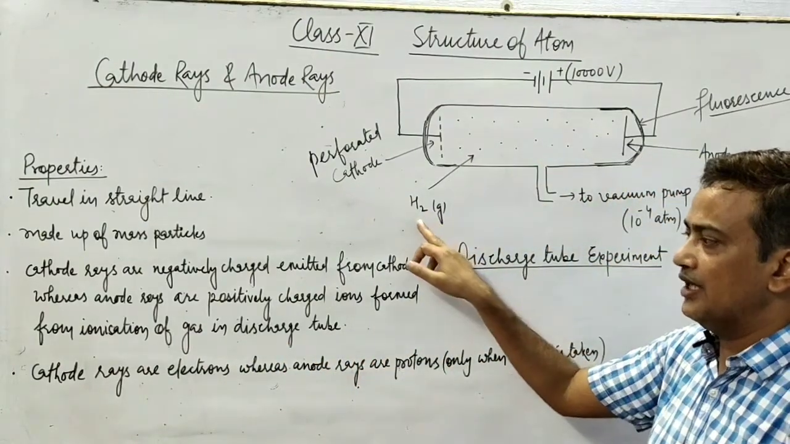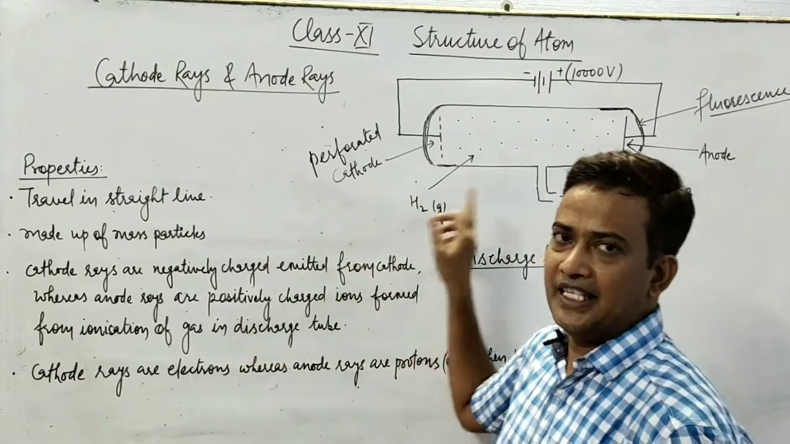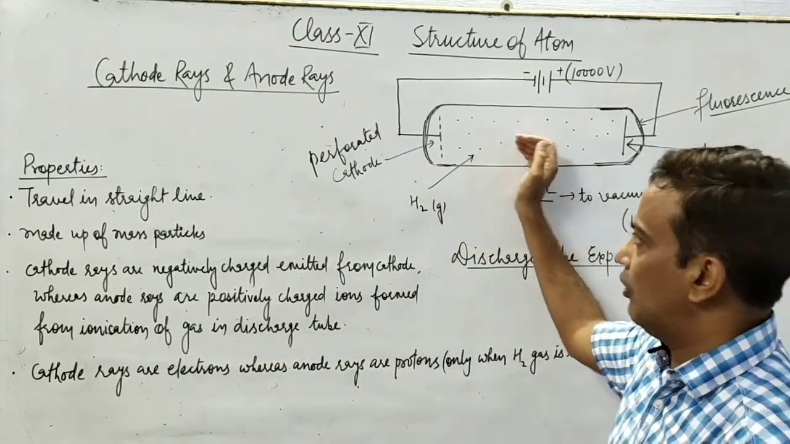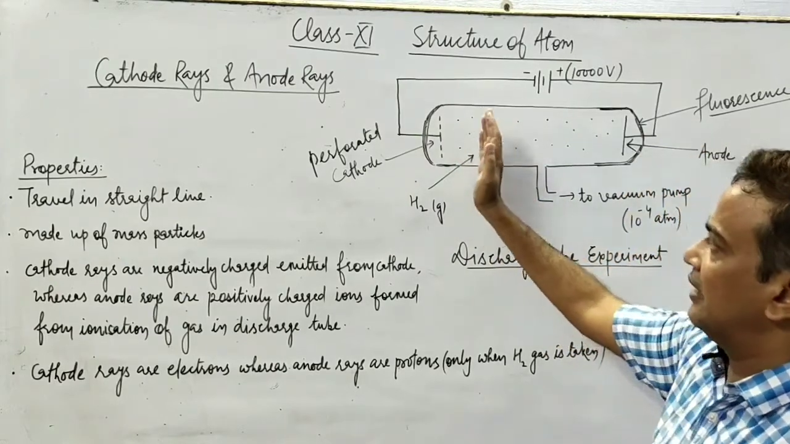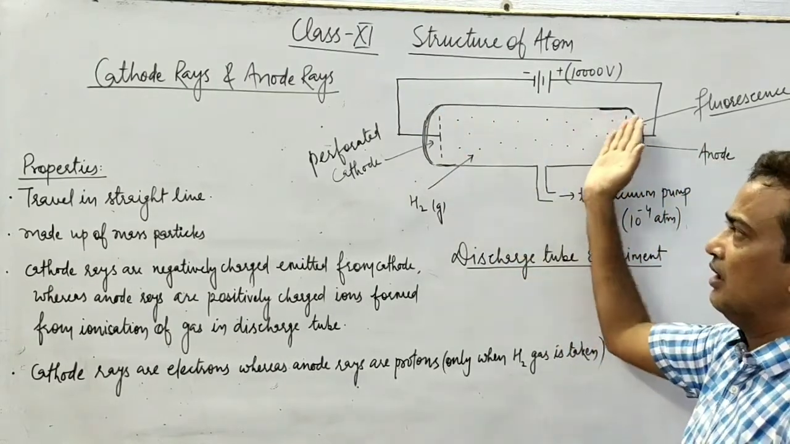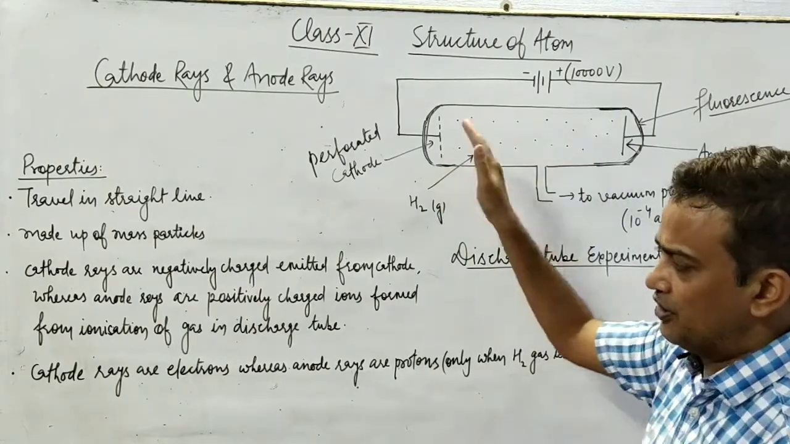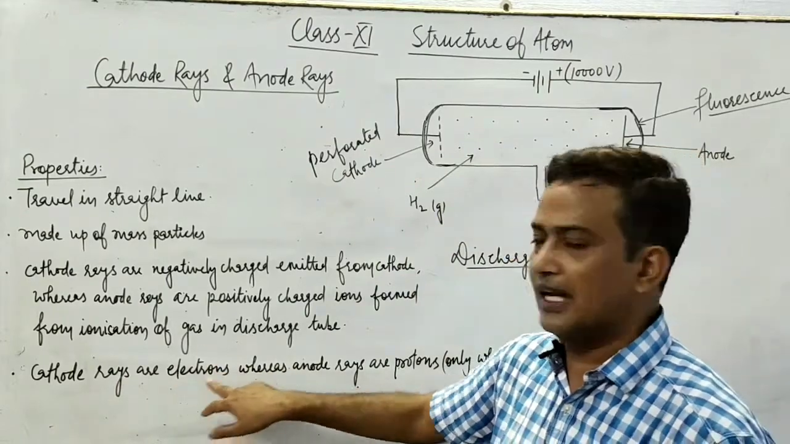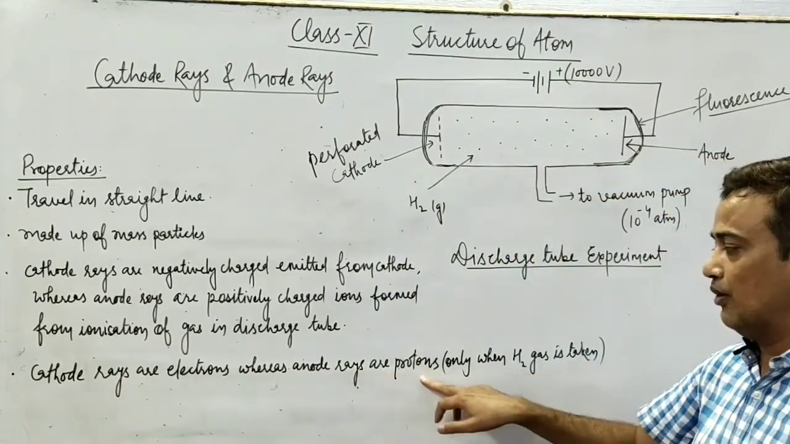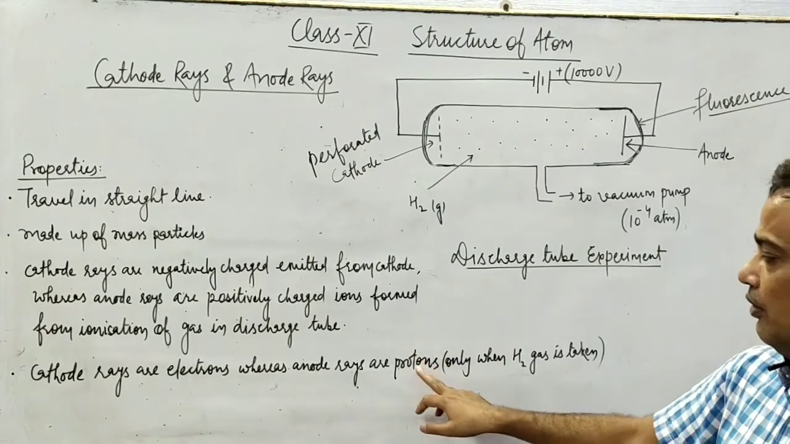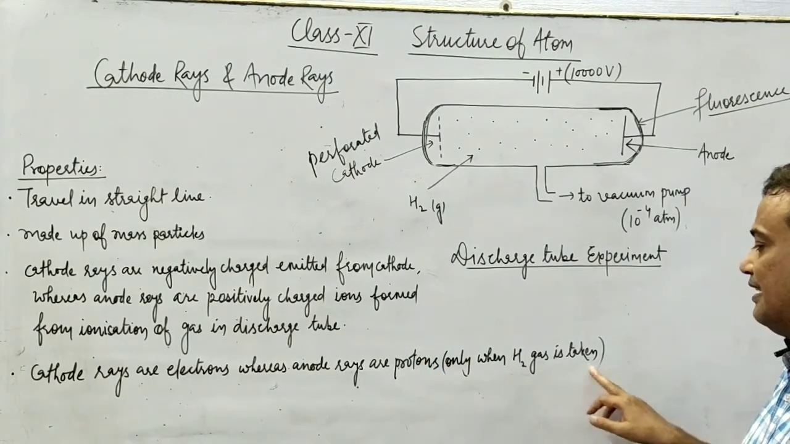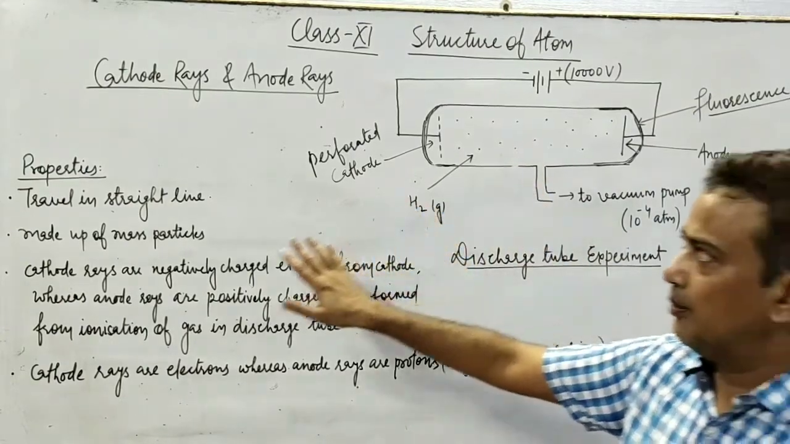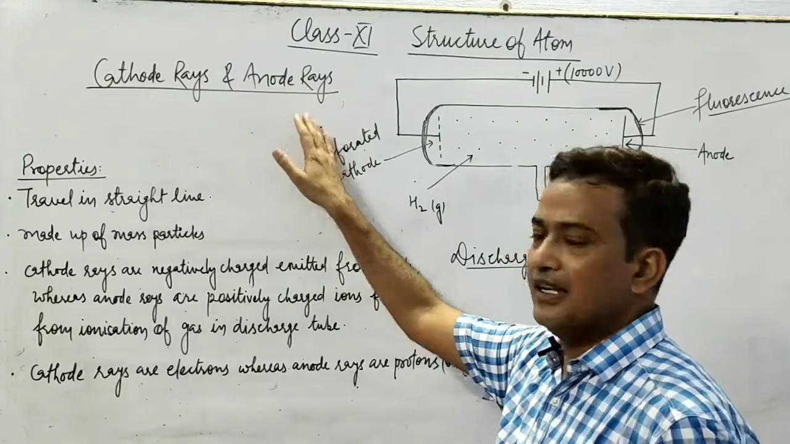If you are taking hydrogen gas, it is ionized to give H+ ions, and they are actually anode rays traveling in the opposite direction to cathode rays. Cathode rays travel from cathode to anode, whereas anode rays travel in the opposite direction. Without any doubt, cathode rays are electrons, whereas anode rays are said to be protons only when hydrogen gas is there in the discharge tube experiment. So do remember these properties regarding cathode rays and anode rays.